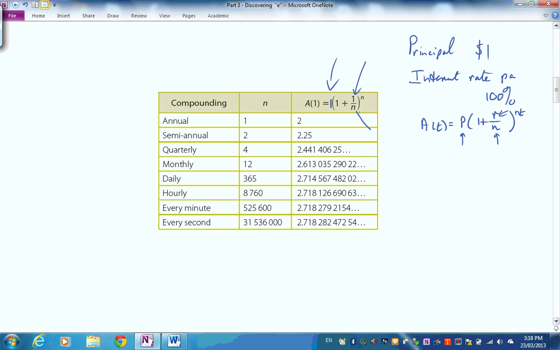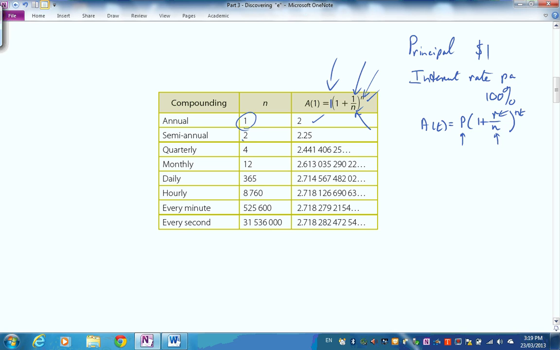And this is the number of times we're going to do it over and over again, and here then is the number of periods. So if we were to do it annually, that's once a year, so n would be 1 there and it would be 1 there as well, and the number we get at the end is 2, so it'd be $2 after 1 year if we were doing our 100% interest once a year.